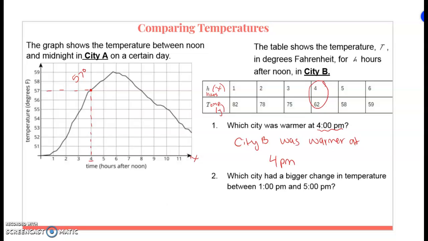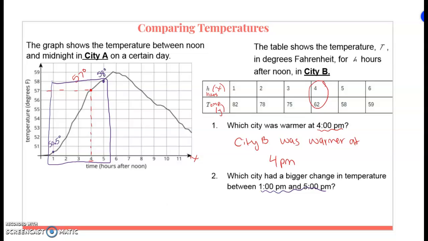And now our second question says, which city had a bigger change in temperature between 1 and 5 p.m.? How we can know that is, we're going to take this box here of the temperatures. I know at 1 p.m. the other day we said it was about 50.5 degrees. And what I'm going to do is figure out at 5 p.m. how much that is. And it looks to be about 58 degrees.